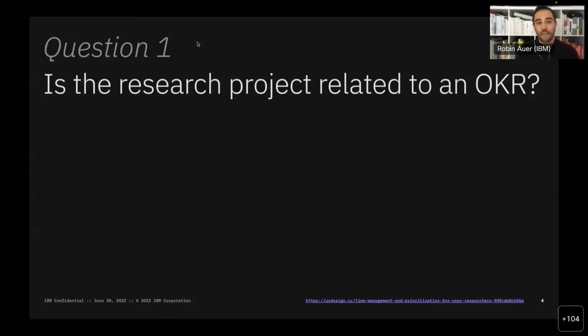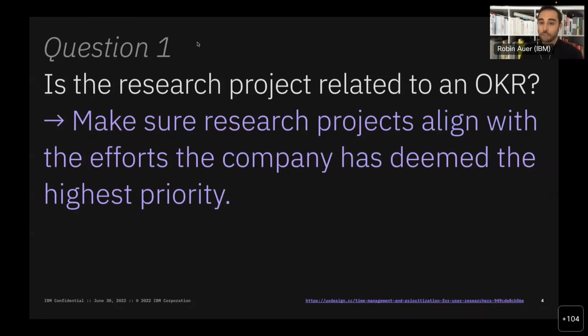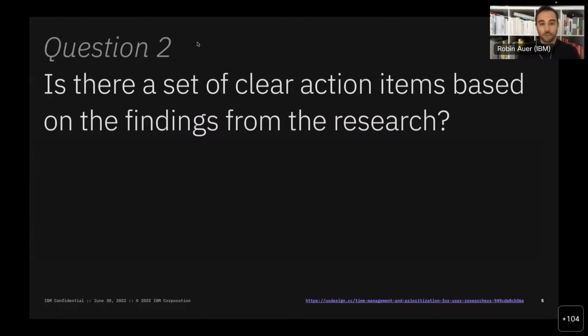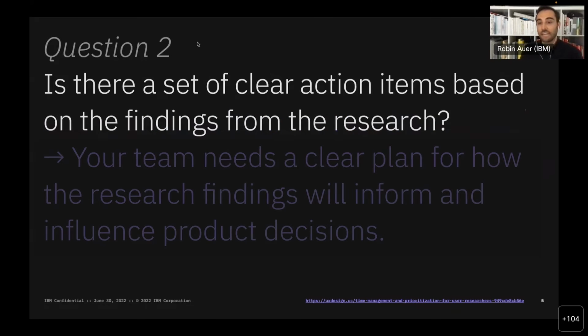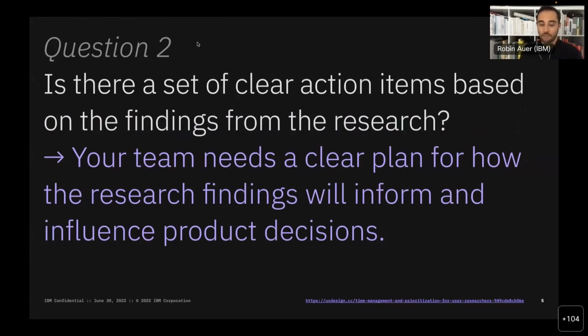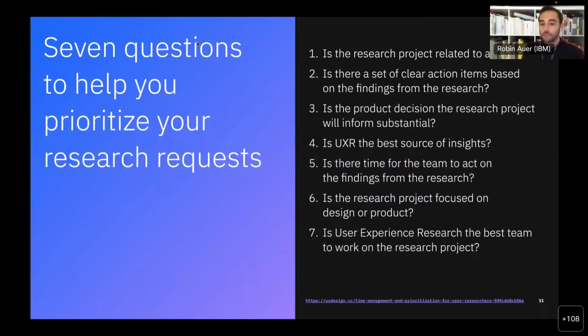Question number one, ask yourself, is the research project related to an OKR? Second question, is there a set of clear action items based on the findings from the research? So we use these 7 research questions. They will help you in the future as well to prioritize.